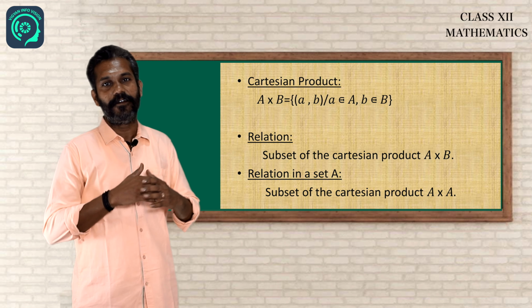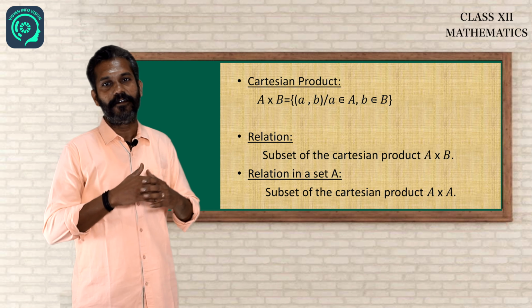Next, we discuss the transitive relation. The relation capital R is defined on a set capital A. Let us take three elements from capital A, that is a, b, c. If the ordered pair (a, b) and the ordered pair (b, c) are elements of capital R, implies that the ordered pair (a, c) is also an element of capital R, then we say that R is a transitive relation.